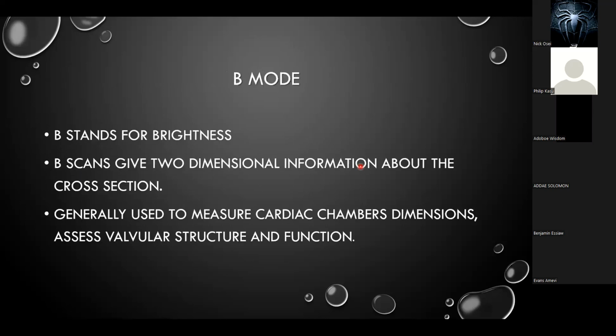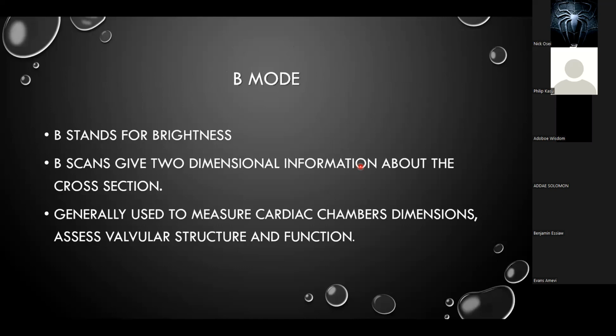Yes. So B stands for brightness, whereas M stands for motion. Okay, so B, brightness mode. B scans are an improvement from A scans in that they're able to give a two-dimensional view, as compared to the A mode that gives a one-dimensional view. So for any cross-section, wherever you put the probe, whatever information you'll be seeing on a B mode is two-dimensional.